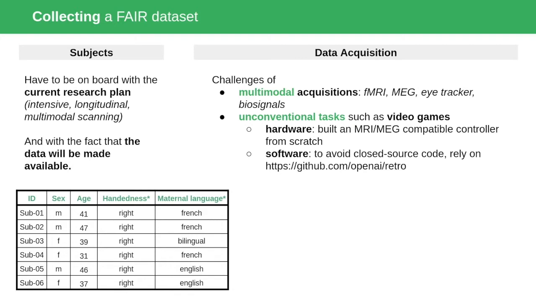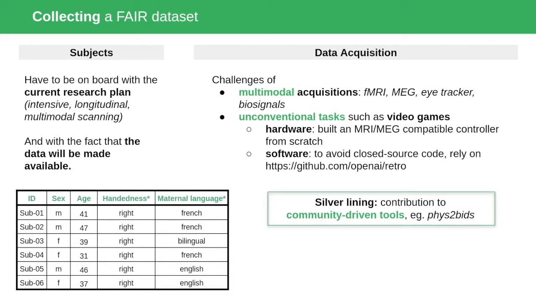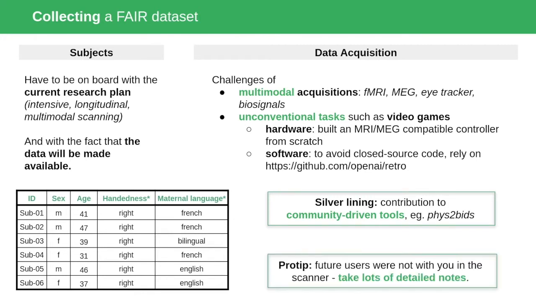There were many technical and practical issues to be solved, from the need to build an MRI, MEG compatible controller, to the fact that most of the cool video games rely on closed source code. And the whole process was pretty much trial and error, requiring many iterations, and it's safe to say that the quality of our data is just getting better and better. The silver lining is, again, that you will be contributing to the community at large. Your seemingly side projects, your effort in working out open source solutions for your hardware and software challenges, will be someone else's starting point. And one suggestion is to take detailed notes all through the process.